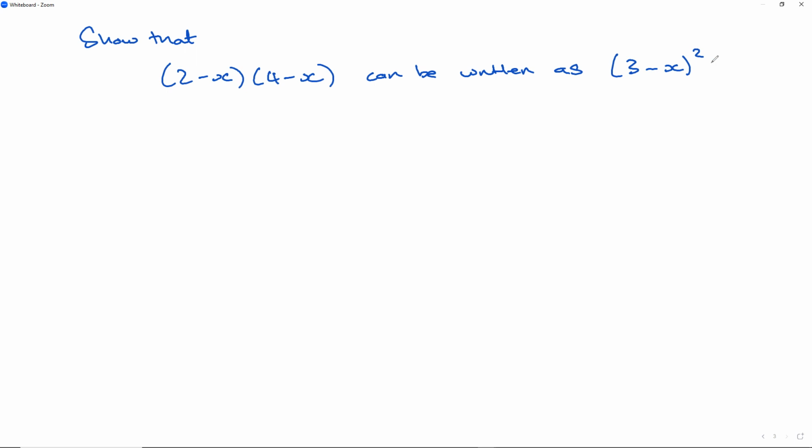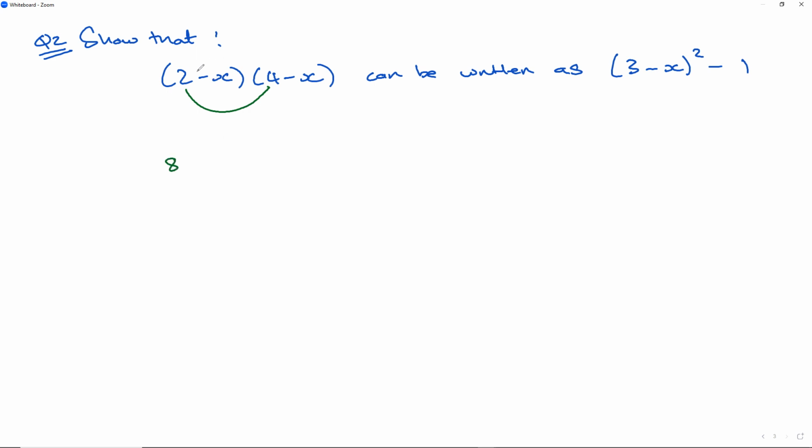Show that (2 minus x) multiplied by (4 minus x) can be written as (3 minus x) squared minus 1. All right, so the first thing I'm going to do is multiply the bracket out. I'm going to take 2 and multiply it by 4. That's going to get me 8. 2 times 4 is 8.